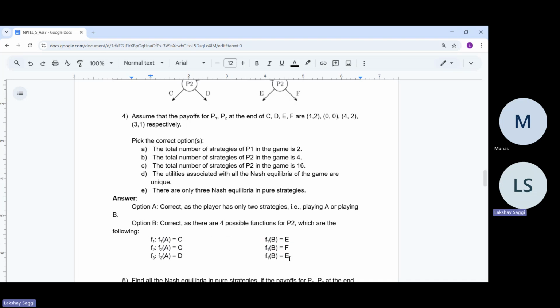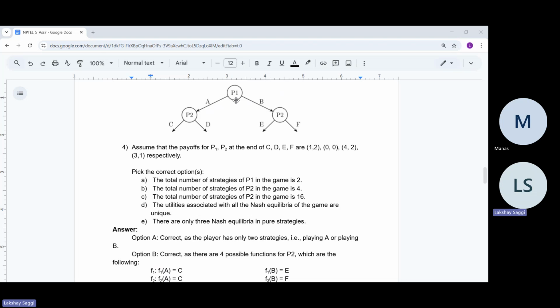And then we can have the last one. This is F2, this is F3. Okay, this is F3, this is F4. So F4 of A is equal to D and F4 of B is equal to F. So these are the only four possible functions which we can construct.